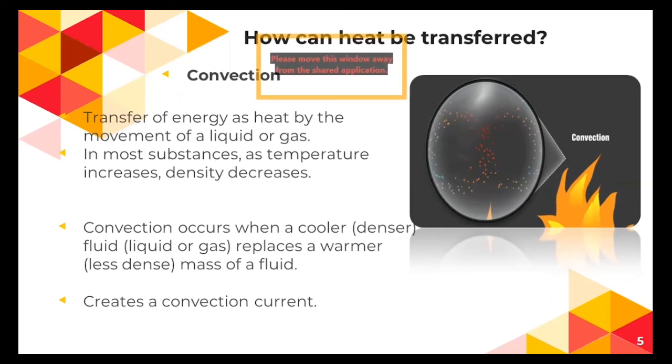Convection happens when a cooler, denser fluid, and by fluids we include both liquid and gas, replaces the warmer, less dense mass of fluid. As you see right here, that represents convection: you have a circular motion of air that shows how convection happens. The red particles represent the warmer particles of the air. And as you see, they make a circular motion, producing this effect known as convection. Now, convection as a method of heating creates a convection current. What does it mean? Let's see it on the next page.